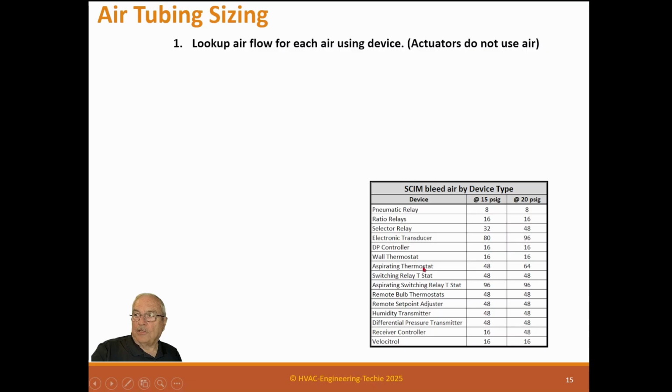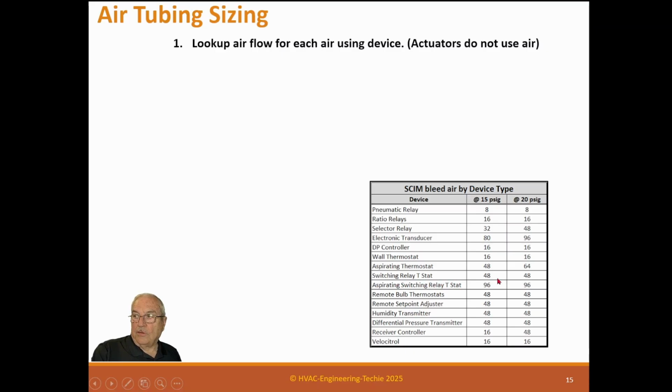Now, an aspirating thermostat is a thermostat that actually sucks in air from the space and then measures it across. So it's actually sucking in air and using that. It's not just an element on the wall, it's actually breathing in air. Those use 48 to 64 SCIMS, so they use a lot of air. These are designed a lot of times for explosion-proof applications, or they might be in prisons or somewhere secure, where you don't want it exposed.